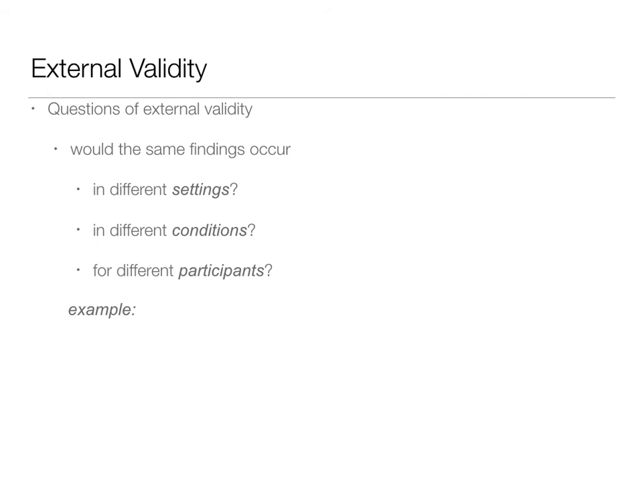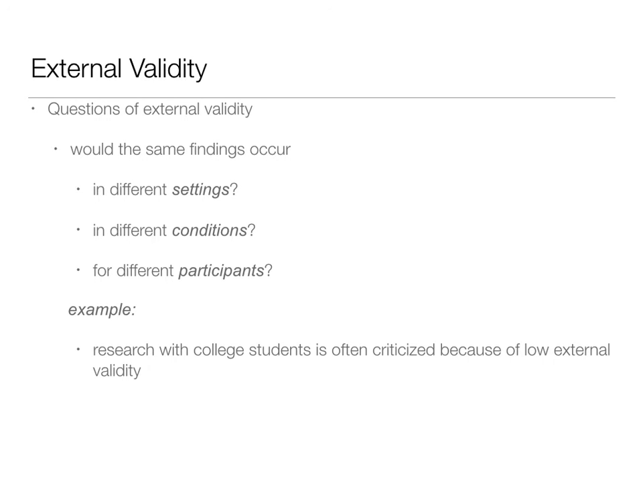An example would be that research with college students is often criticized because of low external validity. My Psych 101 students have to participate in at least 6 hours of research as part of their grade for the course. And Psych 101 students, just like you guys, you've all been Psych 1101 students, I'm sorry, are different than adults as a whole. Okay.